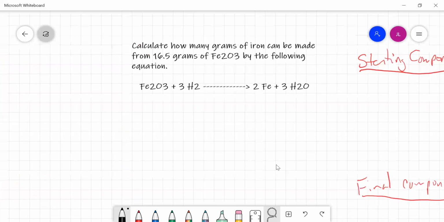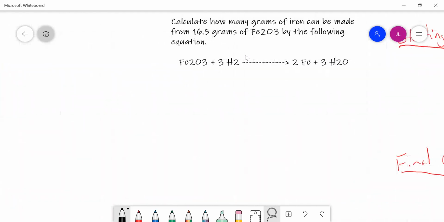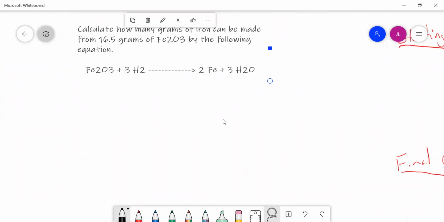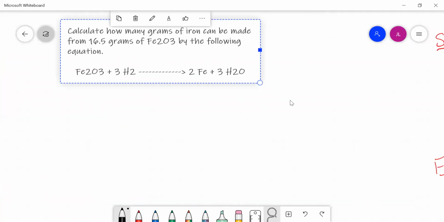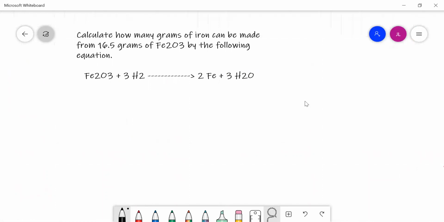So let's see how this does in practice. I have here a practice problem. Calculate how many grams of iron can be made from 16 grams of Fe2O3 by following the equation: Fe2O3 plus 3 H2 gives me 2 Fe and 3 H2O. Anytime we're doing stoichiometry, the first thing you want to do is make sure you have a balanced equation. This one is provided as balanced, but let's double check.